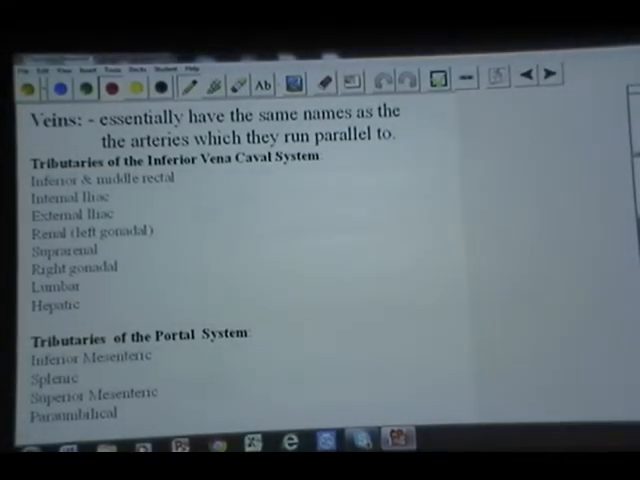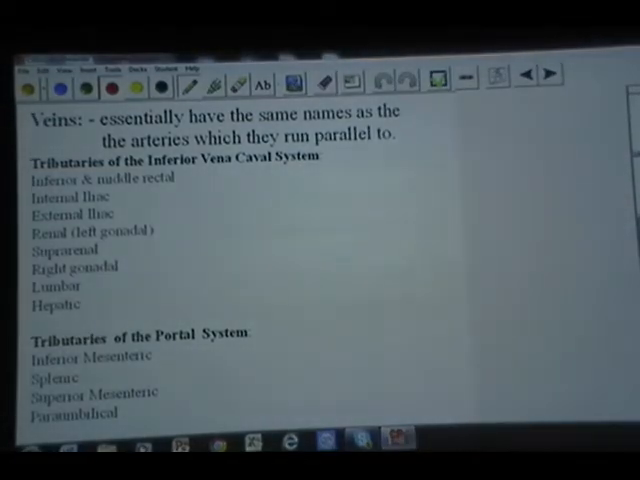A portal system is a system where a vessel takes blood from one organ to another. There's another portal system that we'll talk about, or Tim might talk about in neuro, and that's the portal system associated with the hypothalamus and the pituitary. So this system of veins, before their drainage gets into the vena cava, first goes to the liver.